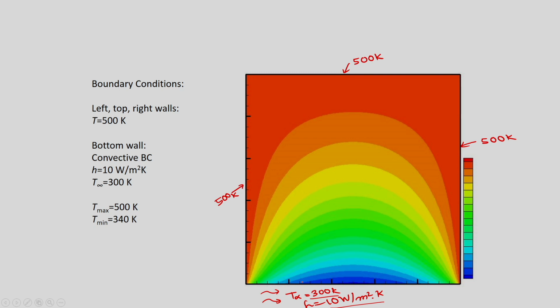So, after solving this Laplace equation of temperature, you can get the temperature profile like this. These are contour lines. You can see this is your 500, and as the heat is convected here, there is a gradual change, and the minimum temperature we got here is 340 Kelvin, and the maximum obviously is 500 Kelvin. It varies from 340 to 500 Kelvin. These are all isotherms. Isotherms means constant temperature lines.